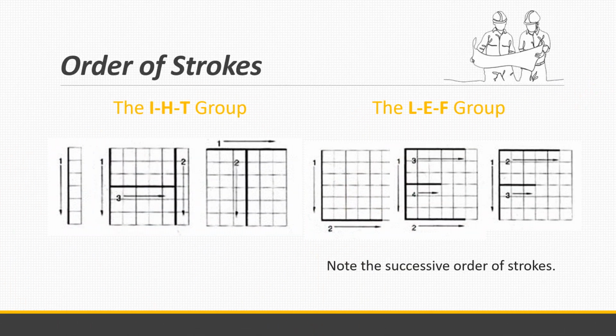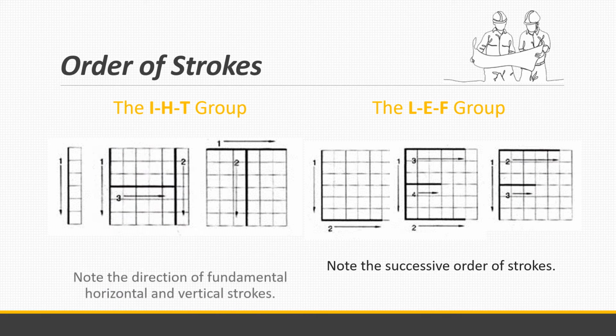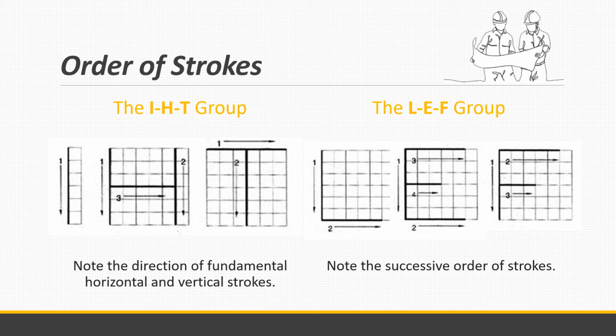So first group is the IHT group. So the IHT group, so the fundamental strokes are horizontal and vertical. So yung I is, of course, yung I is isang guhit lang. So that is, pababa lang siya. So hindi pwede yung I na ganito. So hindi siya advisable sa mga lettering na sa mga drawing or sa mga Gothic na letters.